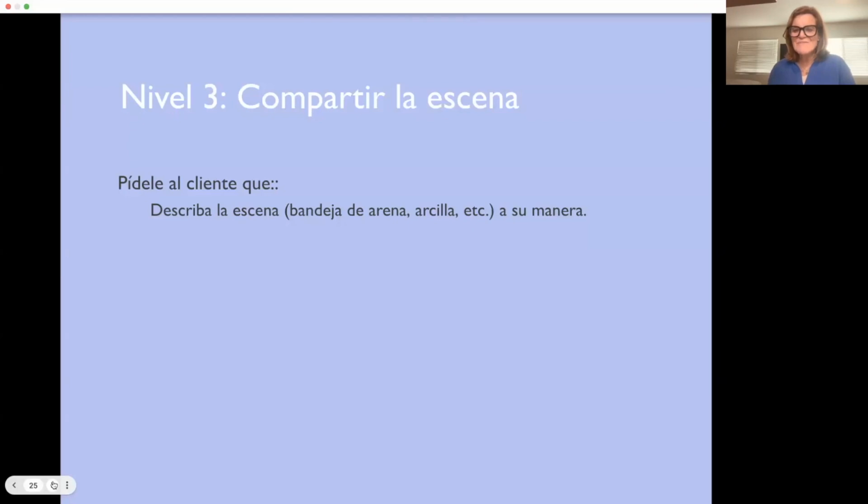And I might see something and think one thing about a child's drawing or a sand tray scene, but then they describe it, and I think, that is not what I thought they were going to say. So even at this level, we're learning so much from them, right? About who they are and how they express themselves.